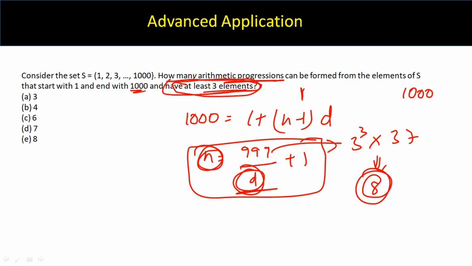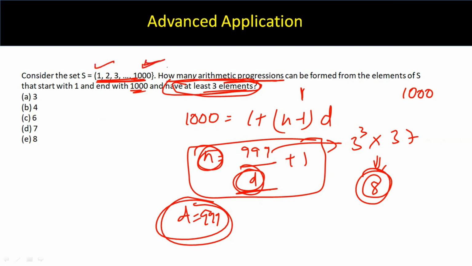So now let's see if D is 1. If D is 1, then 1 is the common difference, which means this is my arithmetic progression, 1, 2, 3, 4 till 1000. But if D is say 999, I will have n equals to 2. So I will only have 2 elements, which is 1 and 1000. So I know I should have at least 3 elements. So I have to eliminate one case when D is 999, right?